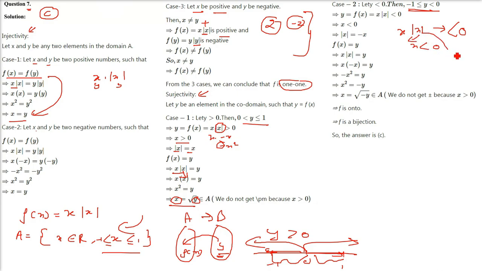Now we'll again use this fx equals y. Same scenario we are going to do. Fx equals y. So x into mod x is equal to y. Since mod x is negative, you have to have mod x as negative x equals y. And negative x square will be equal to y. X will be equal to under root of minus y.